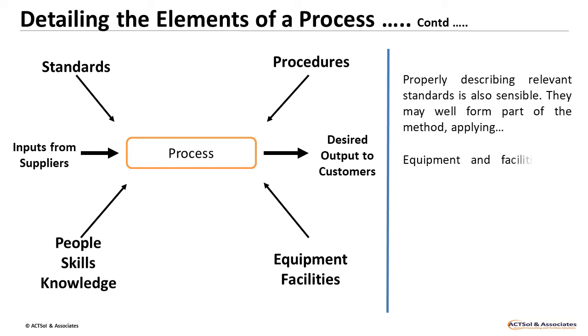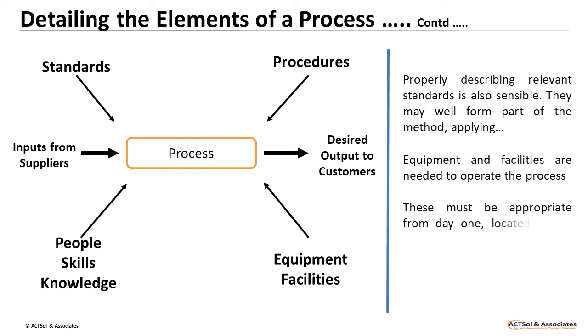Equipment and facilities are needed to operate the process and need to be capable of meeting or exceeding the customer requirements. These must be appropriate from day one, located in the right place, and correctly maintained thereafter. Also, ensure that the environment is appropriate for the activity.